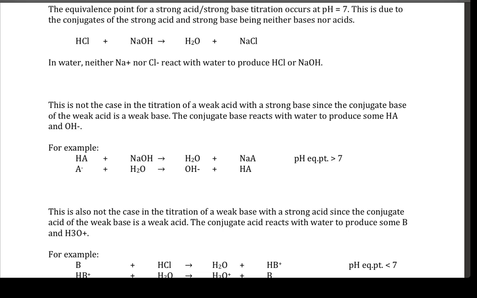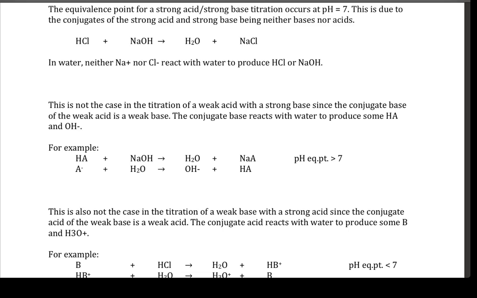This is not the case in the titration of a weak acid with a strong base, since the conjugate base of the weak acid is a weak base. The conjugate base reacts with water to produce some HA and OH minus. What that does is affect the pH at the equivalence point. Since we have OH minus, it makes the pH at the equivalence point greater than 7.